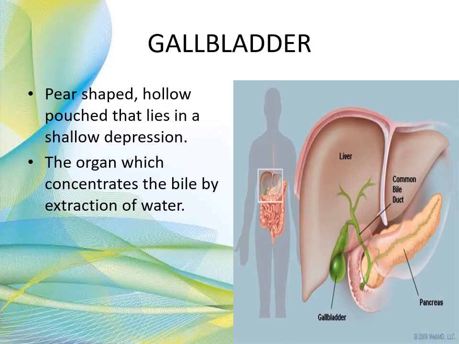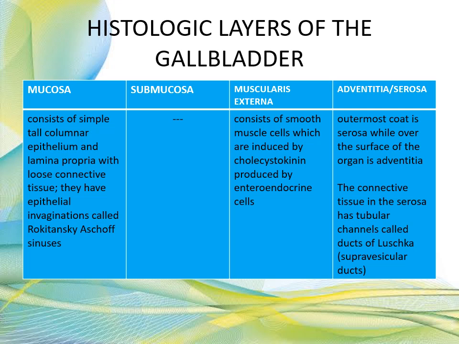So I have gallbladder. Gallbladder is a pear-shaped hollow pouch that lies in a shallow depression. It is the organ which concentrates bile by extraction of water. So these are the histologic layers of the gallbladder. Pabasa na lang po.